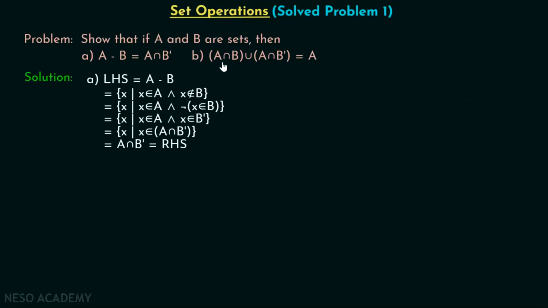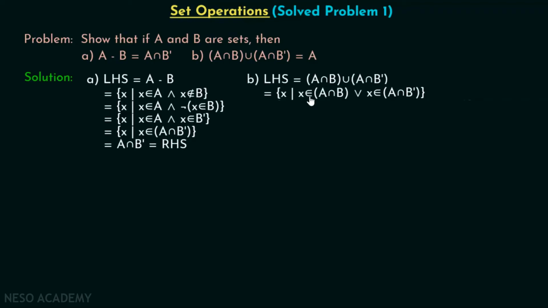Now let's try to prove that A intersection B union A intersection B complement is equal to A. For this we will take the LHS part and try to deduce the RHS from the LHS. Let's take the LHS part first, that is A intersection B union A intersection B complement. Now this is nothing but the set of all x such that x belongs to A intersection B, or because of union, x belongs to A intersection B complement, right?